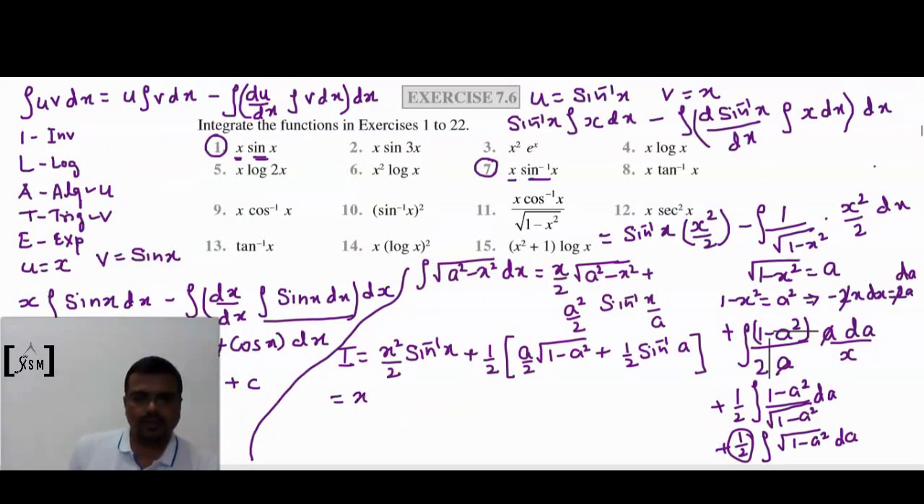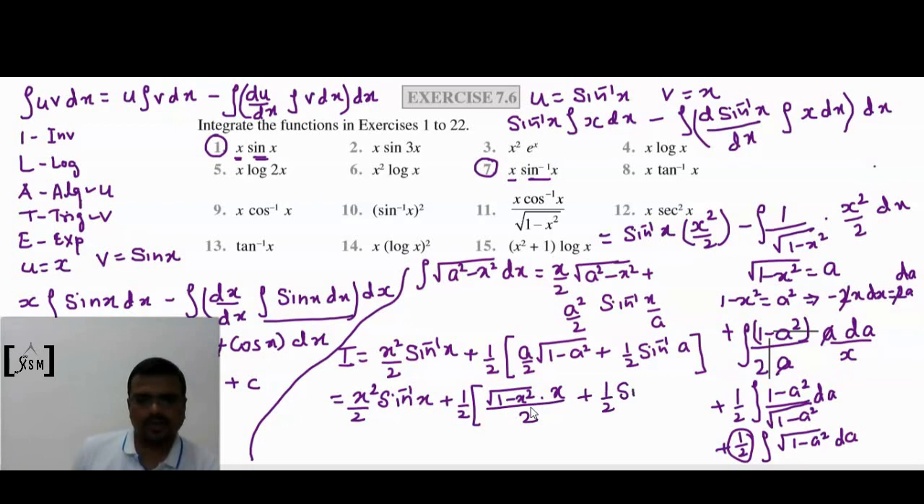We get x square over 2 sin inverse x, plus 1 over 2. In the bracket we will write a, which we had supposed, all over 2, plus half sin inverse, the square root of 1 minus x square, plus c at the end, and this is done, guys.